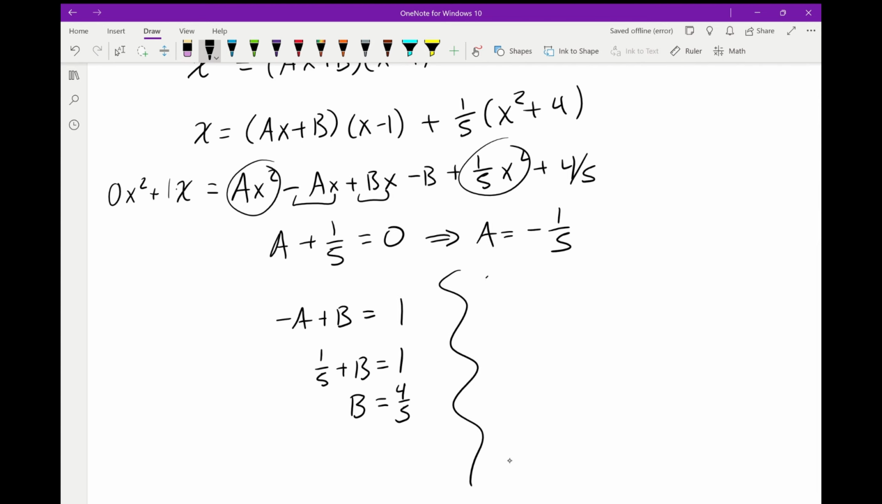Another way that you can do that, because the beauty of this method is that you have options, is to see that there's no constant term over here. So it's like there's a plus 0 over here. So all of our constant terms should add to 0. Our only constant terms are b and 4/5. So negative b plus 4/5 should equal 0, which again gives us that b is going to equal 4/5.